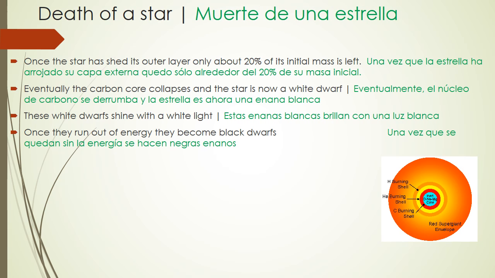Massive stars will die as well, but when a star dies, its outer layer has only about 20% of its initial mass. Eventually the carbon core collapses, and this is what is known as a white dwarf. These white dwarfs give off very little light, and this light is white, hence why it's called a white dwarf. Once they run out of energy, they become black dwarfs, which give off basically no light. What you can see with this picture down here in the corner is a really good example of what components make up a star, where the energy is held, where the hottest portion is at the center, and how a star reacts as it starts to die.